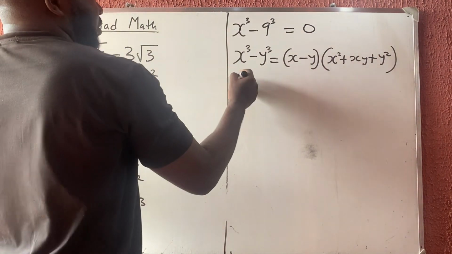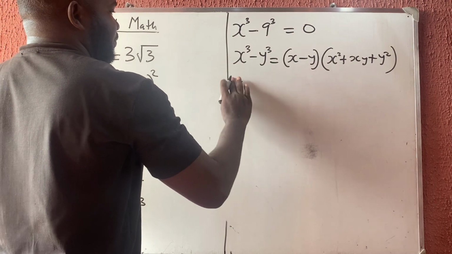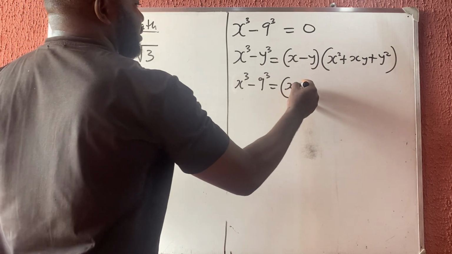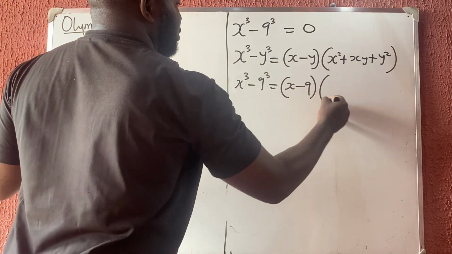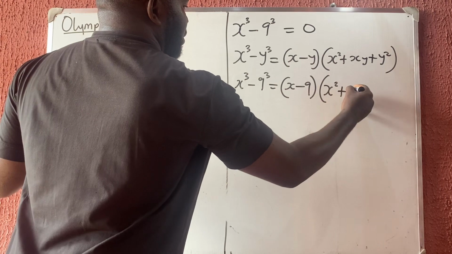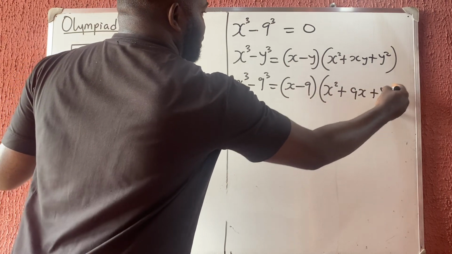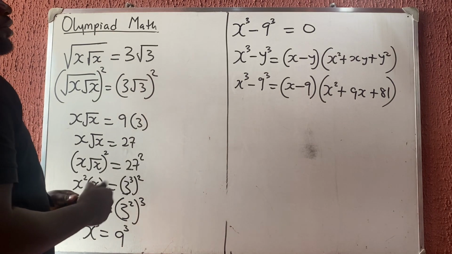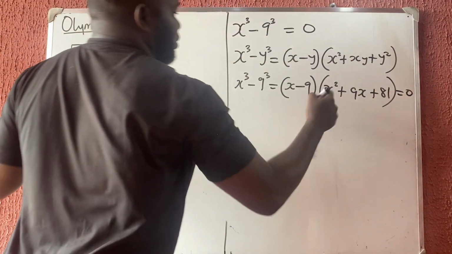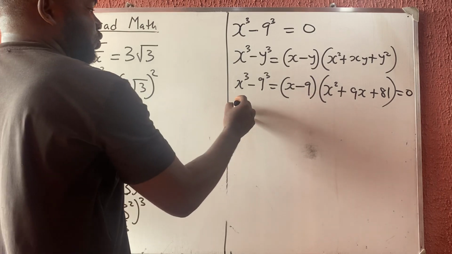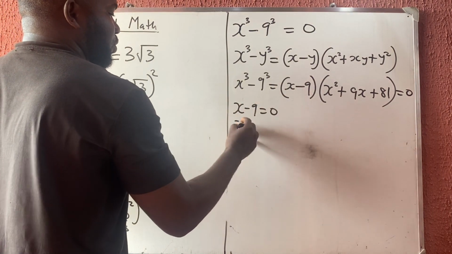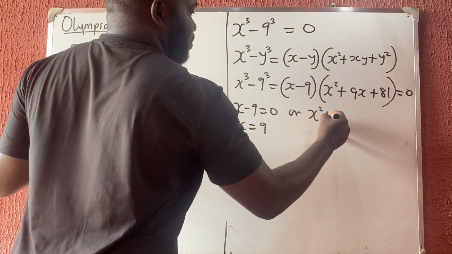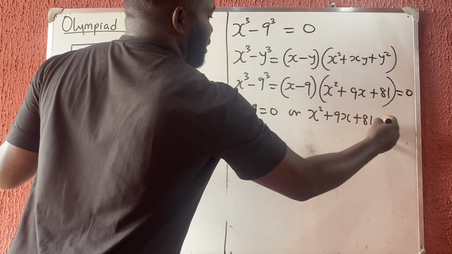So now it means that x raised to power 3 minus 9 raised to power 3 is the same thing as saying x minus 9, into x squared plus 9x plus 81. That is 9 squared, 81. So you see that, and it is equal to 0. The product of two things being equal to 0 shows that x minus 9 is equal to 0 and x is equal to 9. That's the first one. Or you say that x squared plus 9x plus 81 is equal to 0.